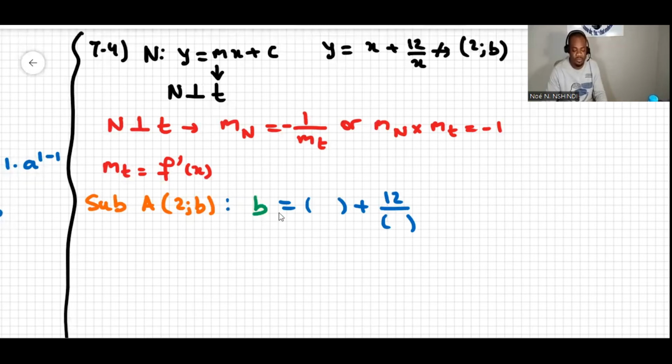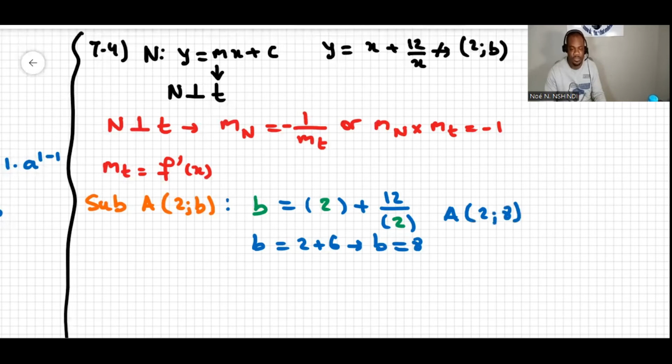The y value will be B, and then the x value will be 2. So I sub 2 there for x, and this will make B equal to 2 plus 6, so B equals 8. So the point A is the point (2, 8). First thing, we got the point A.